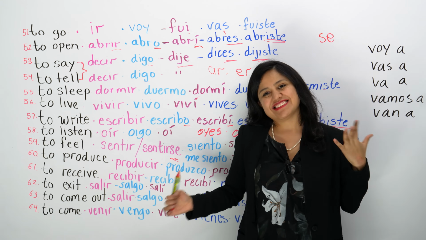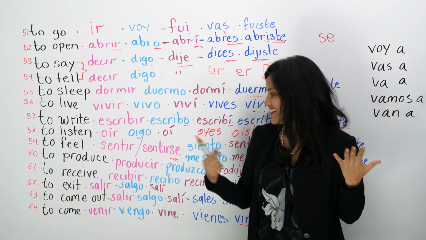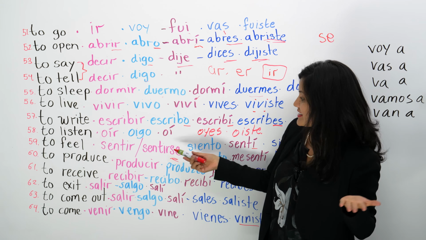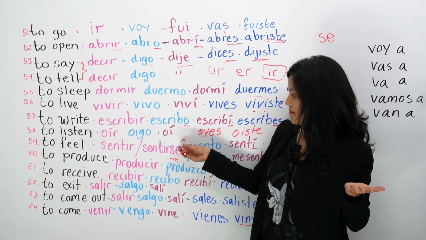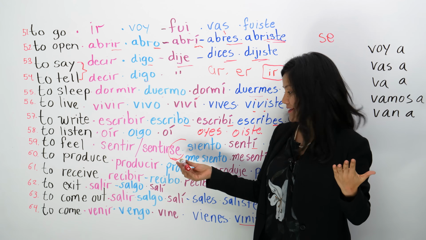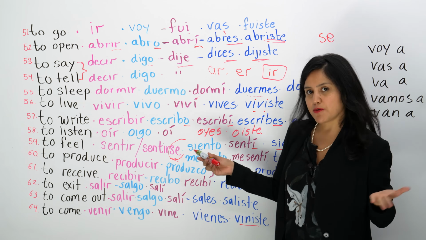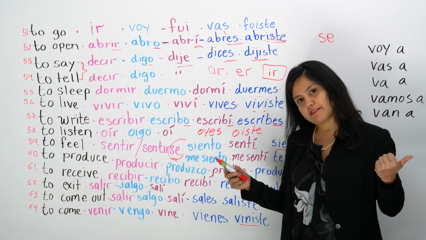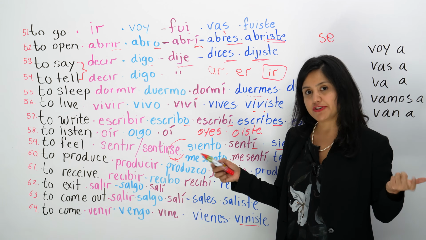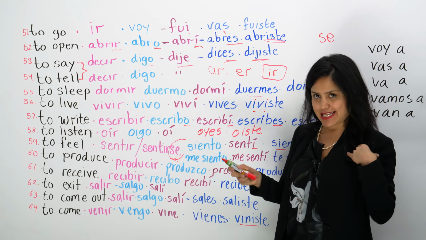To feel. Feelings are nice, right? To feel. Sentir. Sentirse. Remember, in another class about verbs, we're going to talk about the verbs that end with S, E, C. And you're going to see what they have in special because they are very special verbs. They are very personal. Sentir, yo siento, siento.